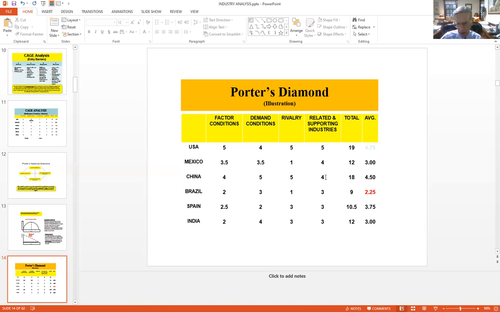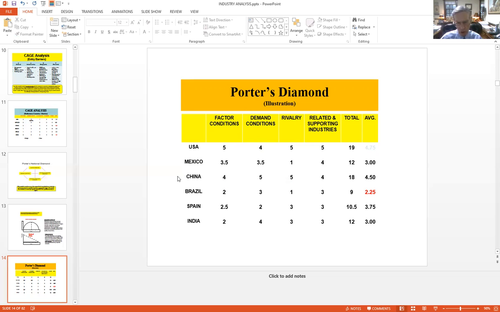And once again, we can use this tool to assess differences between countries. And so when we did this, and I really don't know what industry was being looked at here, but you can see that China looks pretty good as a home for this industry.